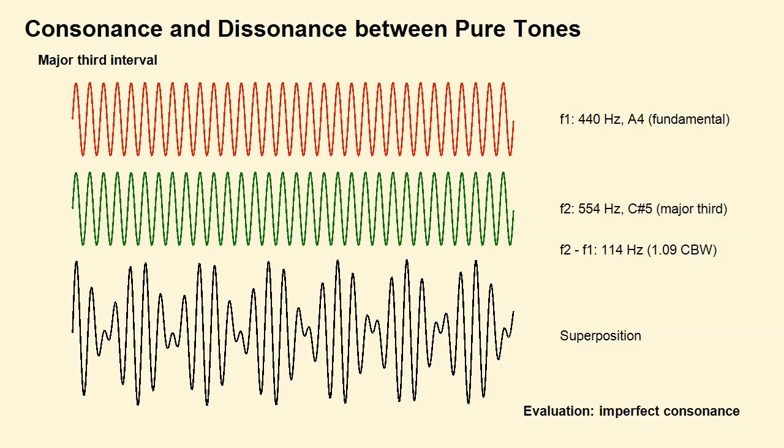The result is an imperfect consonance, since it is close to the limit of the critical bandwidth, as can be seen in the Plomp and Levelt consonance and dissonance curve for a difference in frequencies of 1.09 times the critical bandwidth.